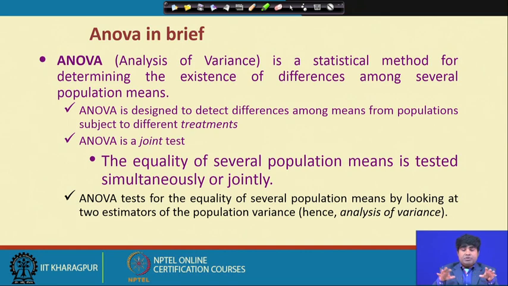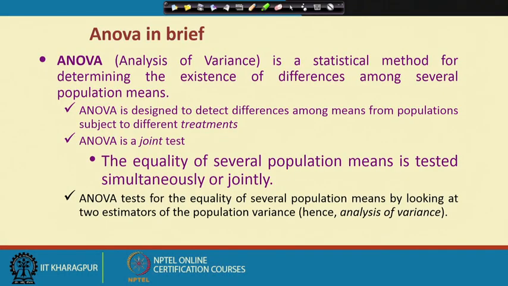So, that is why we have different population means, and we also have different samples. We will draw different samples, and then we will check different sample variance with population variance. That is the idea behind this particular structure, what we call ANOVA.